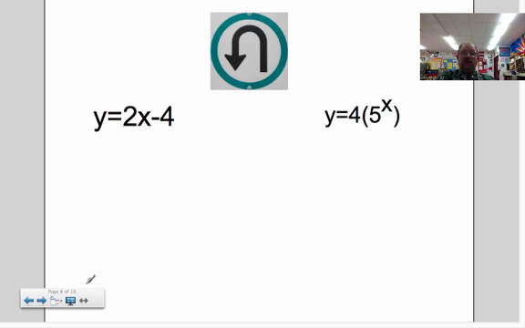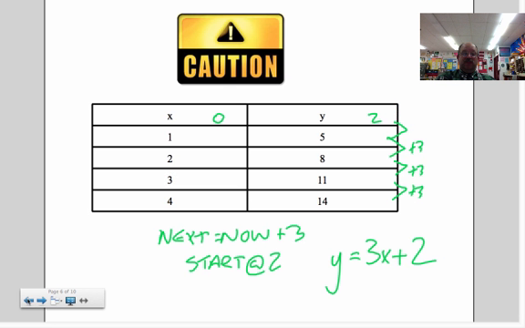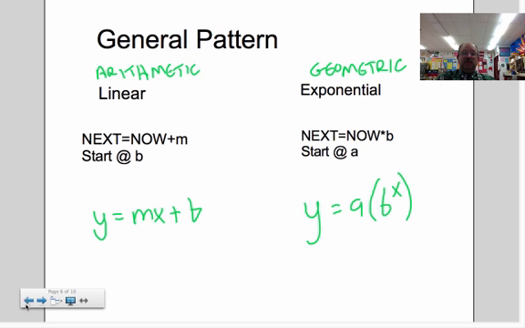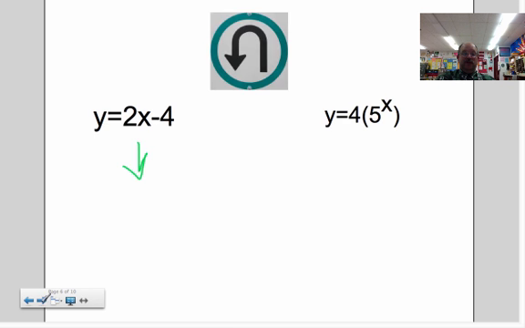And what do we have left? Oh, the U-turn. So you ought to be able to start with the explicit form and turn it into the recursive form. Okay, so we ought to be able to go backwards, and if you just look at this 2 slides back, the pattern, okay, if I start with mx plus b, I should turn it into now equals now plus m starting at b. So it's going to turn out to be next equals now plus 2 start at -4.